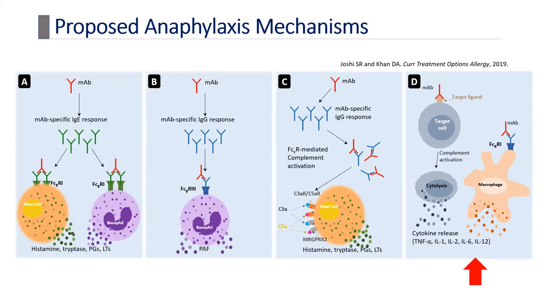Are these proposed mechanisms unique to monoclonal antibodies, or are these more broadly applicable to other categories of drugs? It can definitely be for other categories of drugs as well. It's just that the more recent research has been on the monoclonals because there's more interest there. But no, cytokine release can happen with certain medications, not all medications, but IgG-mediated anaphylaxis through basophils and PAF release, especially that B category here, can happen with really any medication.